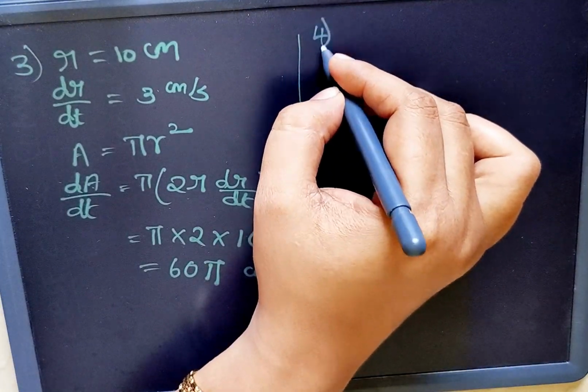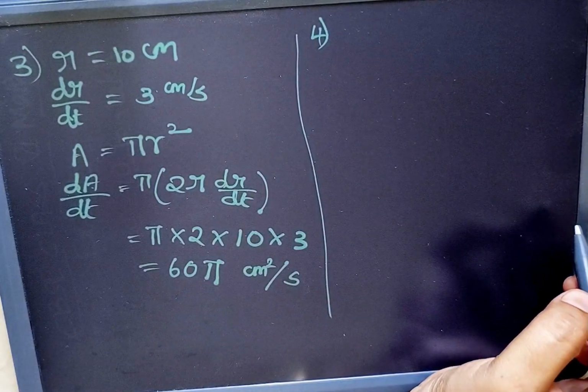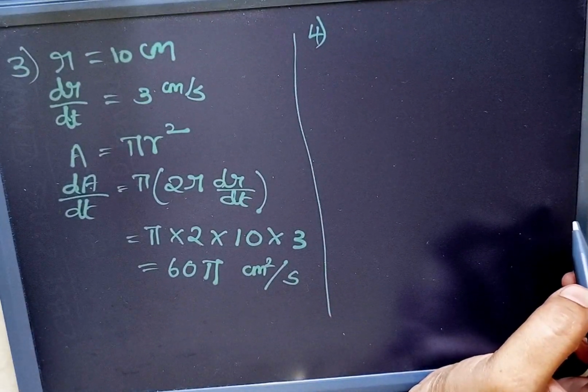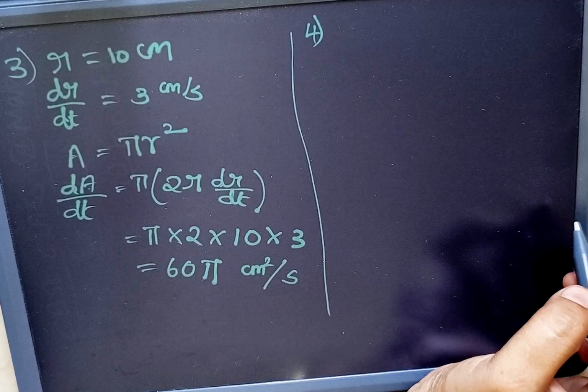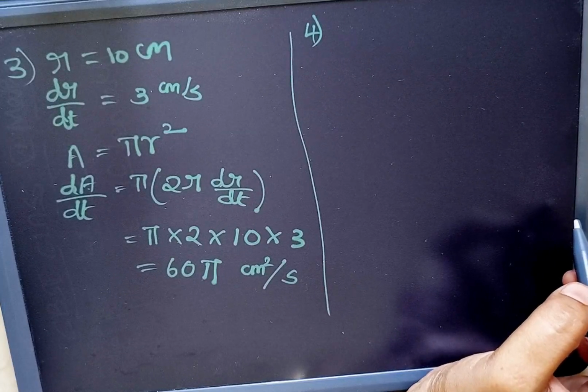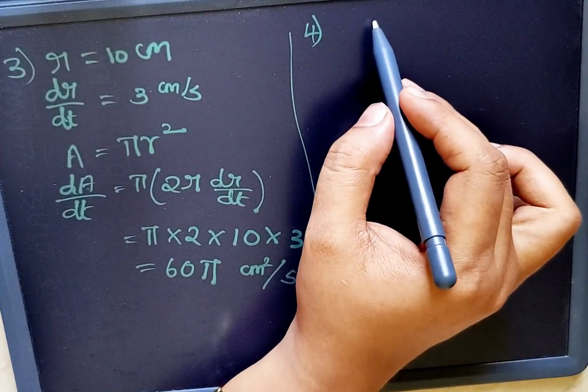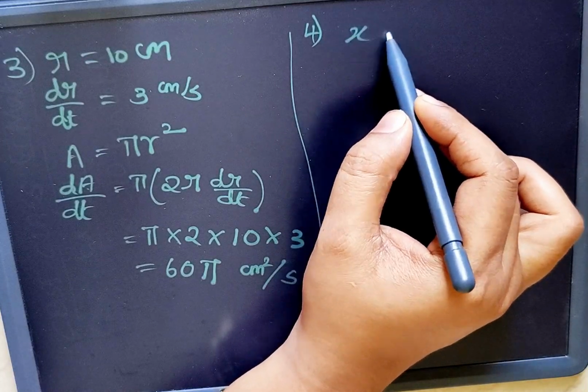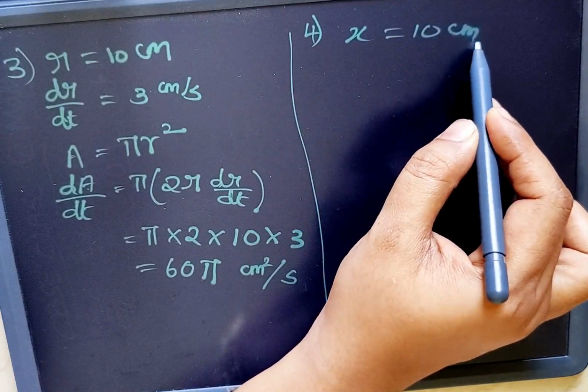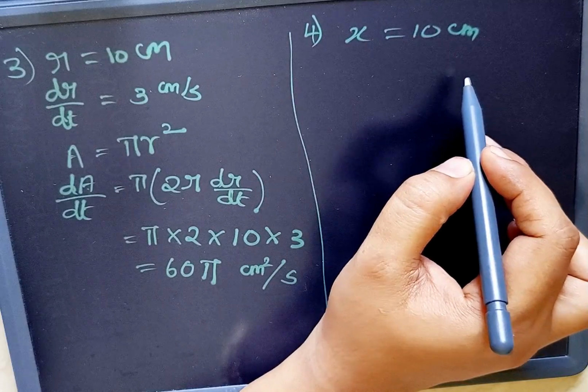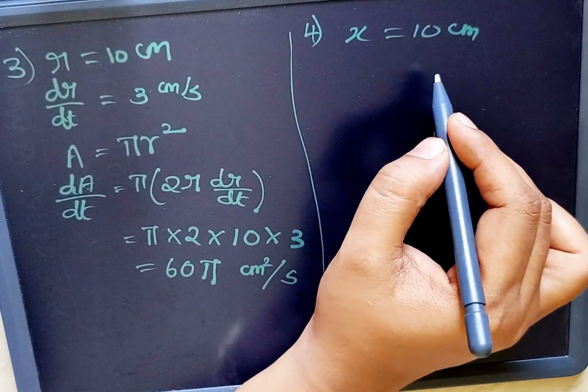Question number 4. An edge of the variable cube is increasing at the rate of 3 centimeter per second. How fast is the volume of the cube increasing when the edge is 10 centimeter long? First of all, let's take the cube edge as x. So it is given as 10 centimeter and the edge is increasing at the rate of 3 centimeter per second.